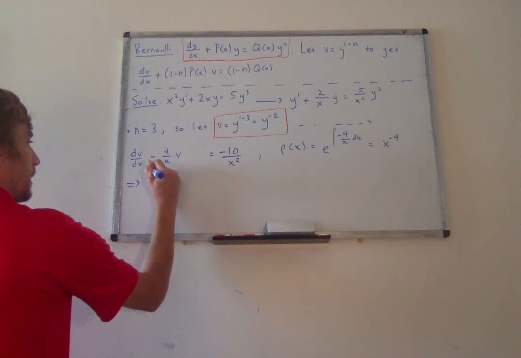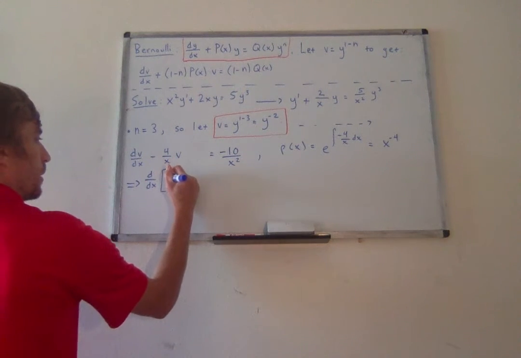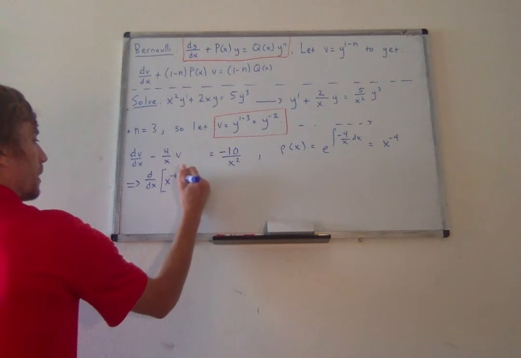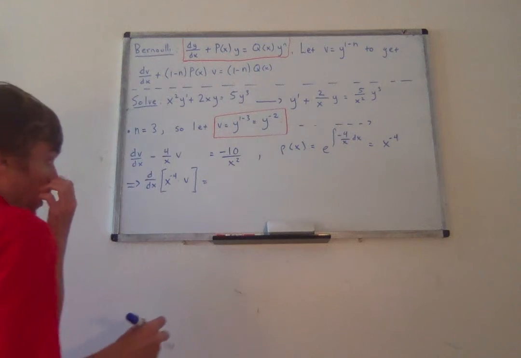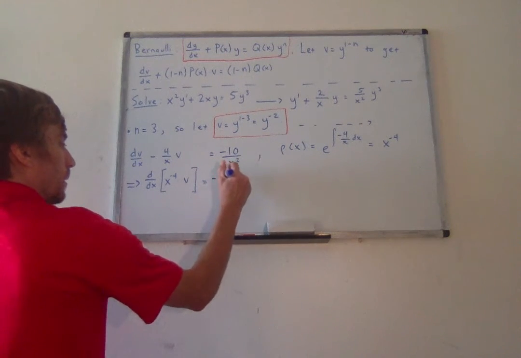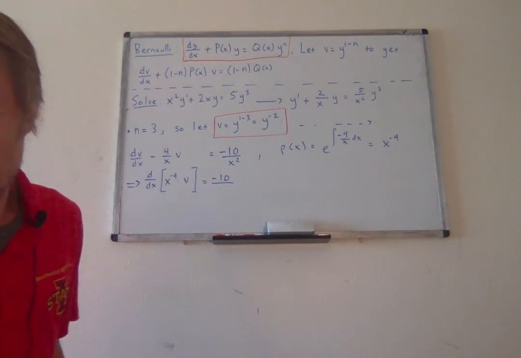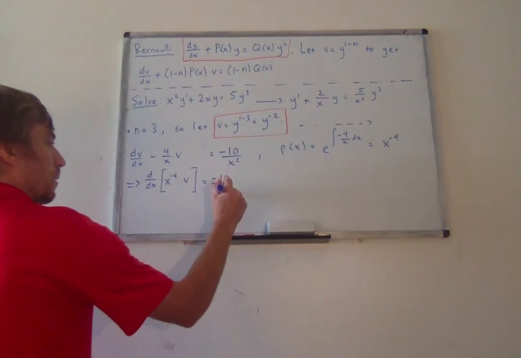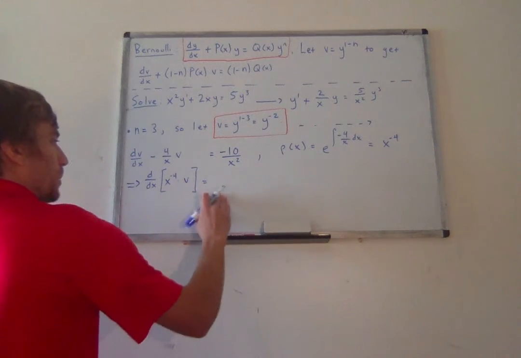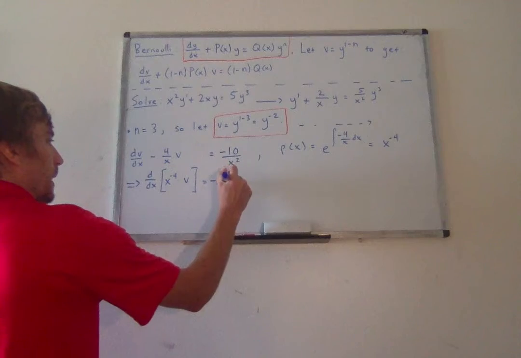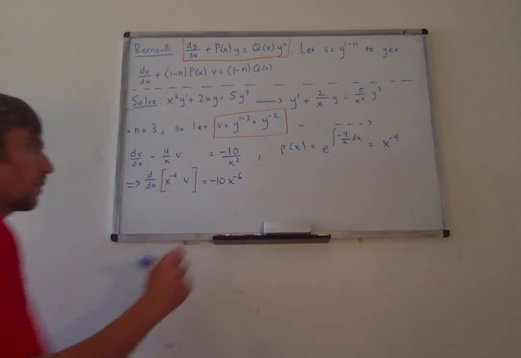And so we would get that the derivative of x to the negative 4 times v is equal to negative 10 over x to the 6th. And maybe just for integration purposes, I'll make that negative 10 x to the negative 6. So now here we can integrate.